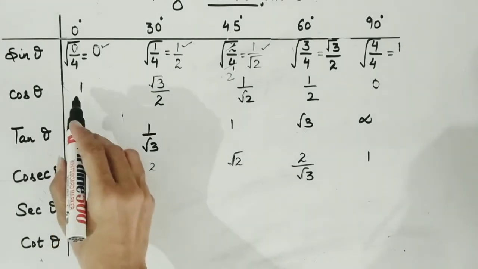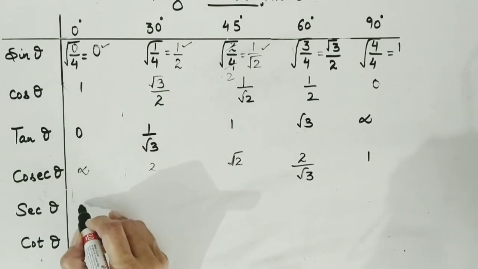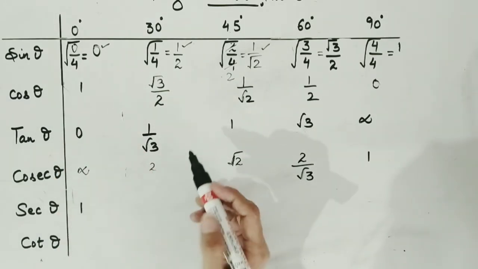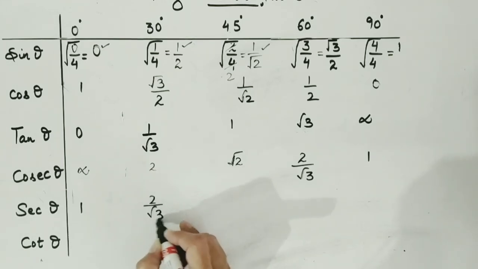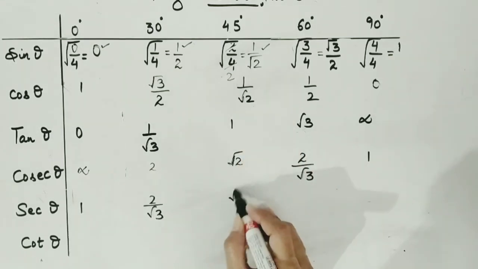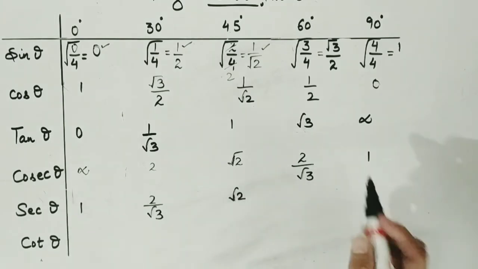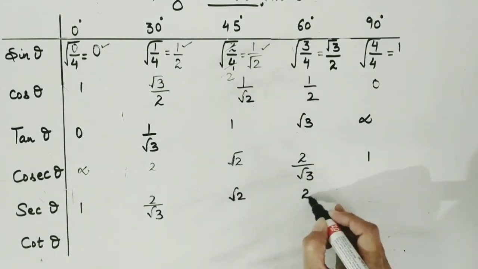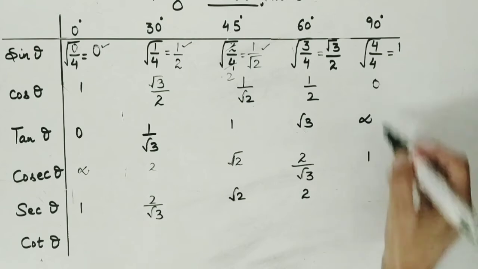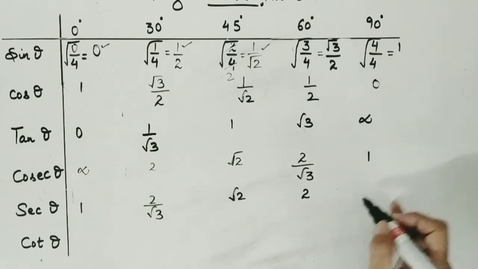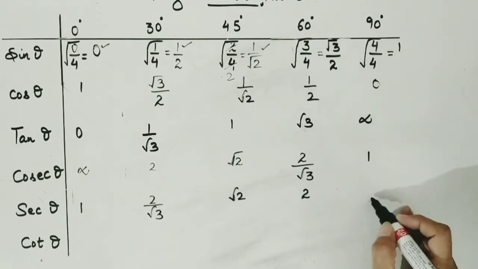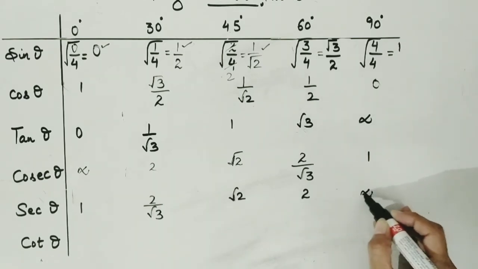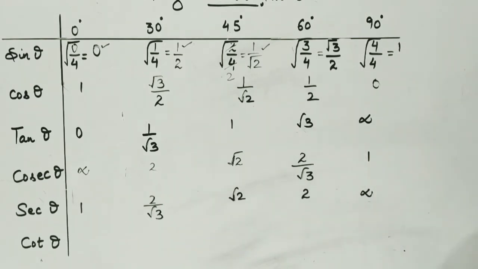For secant, reciprocate cos. Reciprocal of 1 would be 1. Reciprocal of this would be 2 by root 3. This is root 2. This is 2. And reciprocal of this, 0, would become 1 by 0, which is not defined.